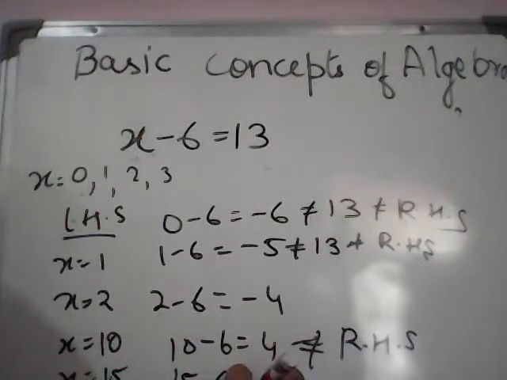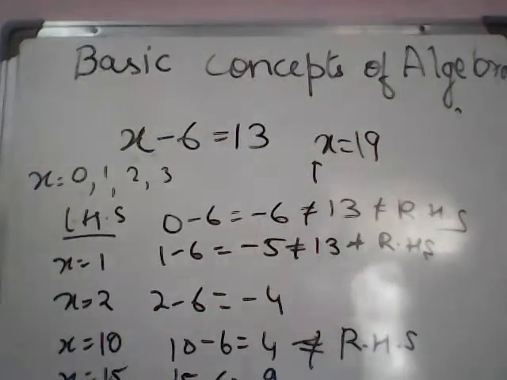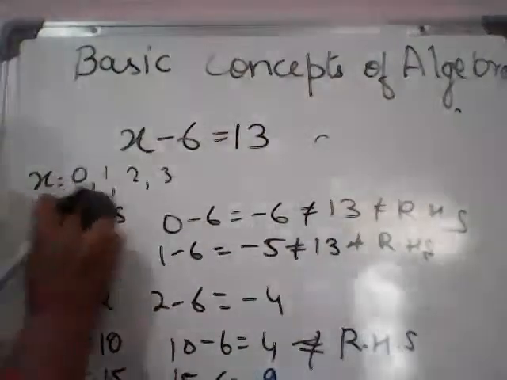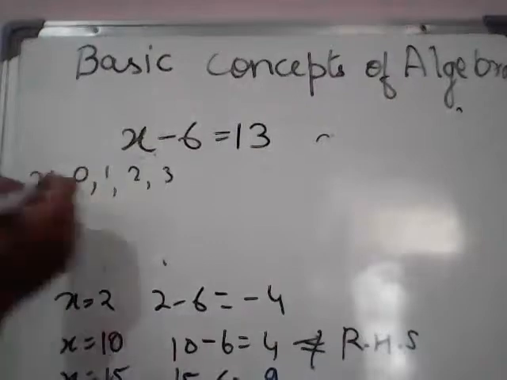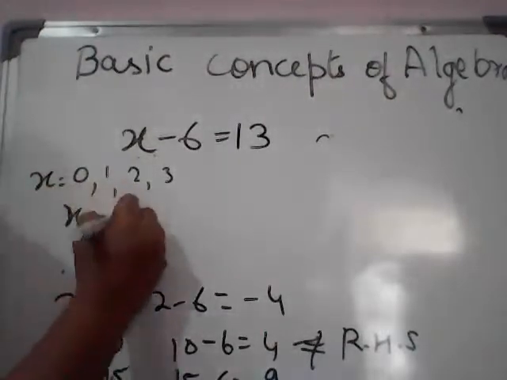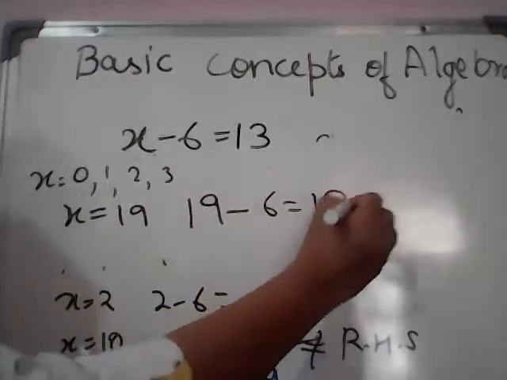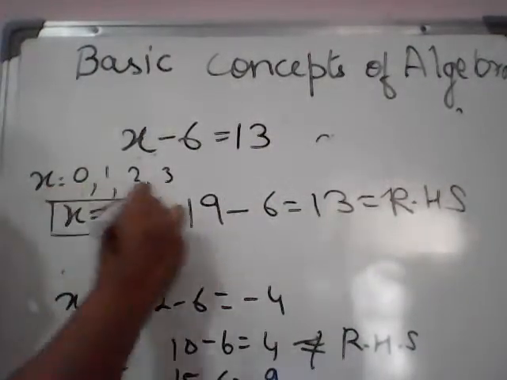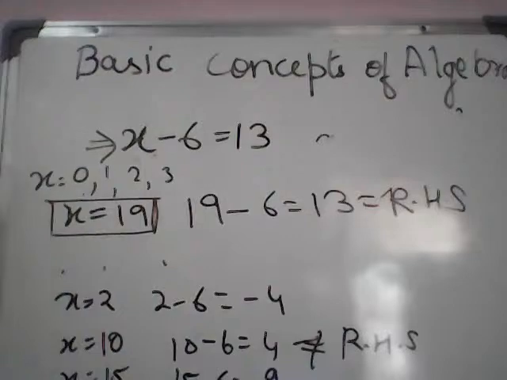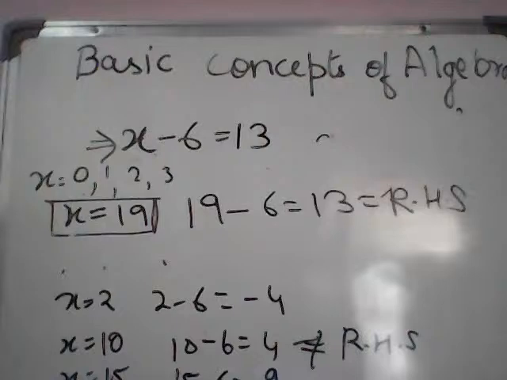If we put x is equal to 19, 19 minus 6 is 13, which is equal to right hand side. So x is equal to 19 is the root of the equation. The value of x which makes left hand side equal to right hand side is the root of the equation. I think it is clear.